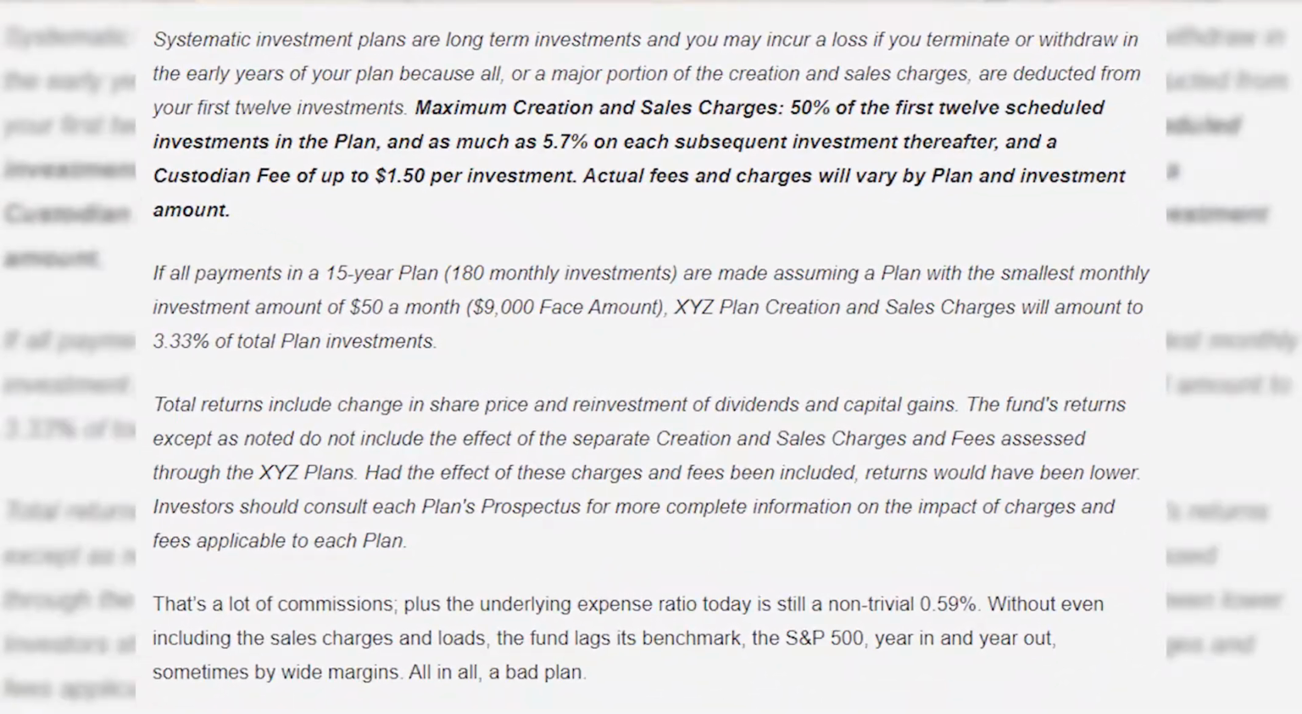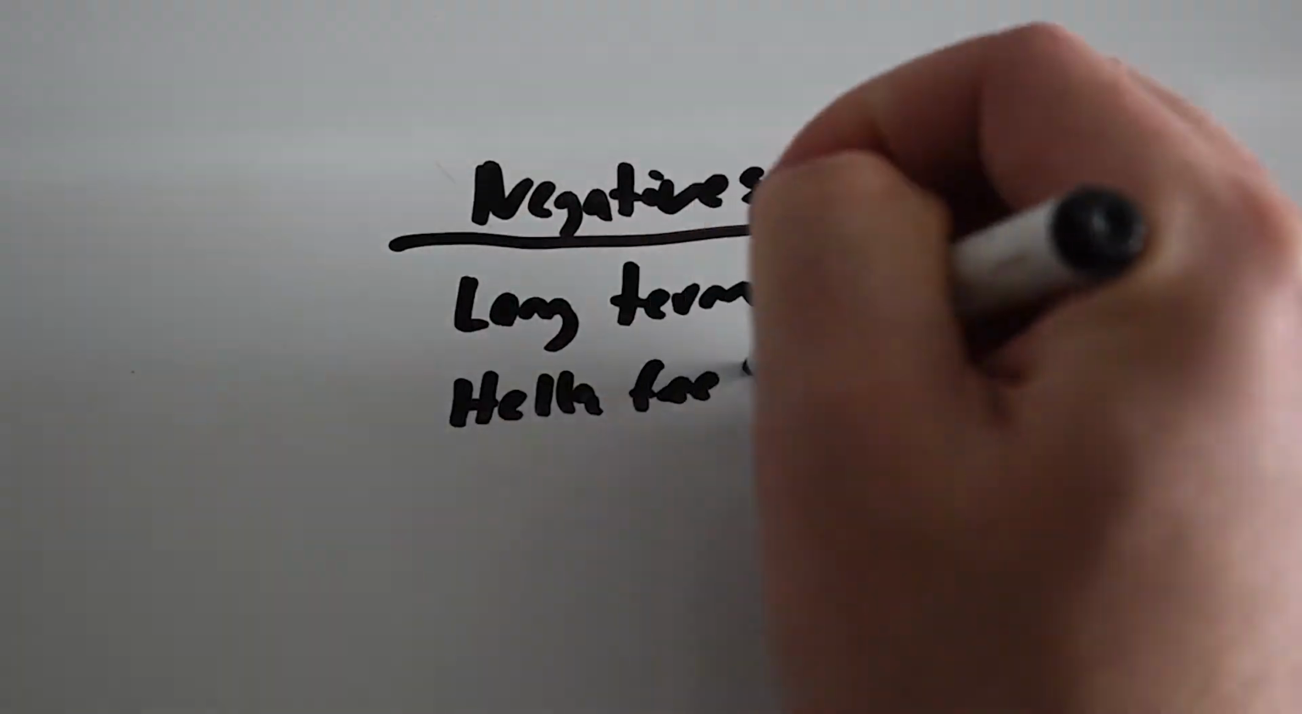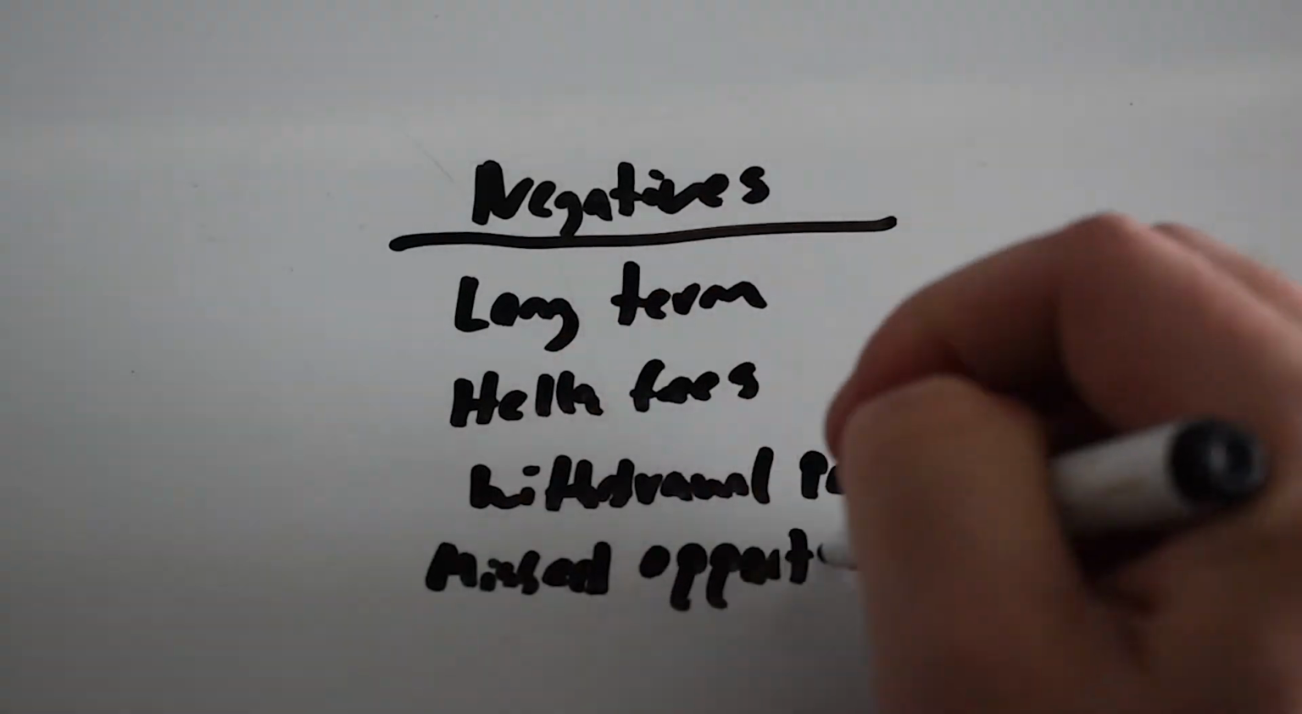Speaking of, missing just a single payment can also get your plan canceled. And for some systematic investment plans, you may have to pay fees to even just get started. This pretty much defeats the purpose of even using one. Now, this obviously sounds like there are a lot of negatives with SIPs. However, let's go back and look at some more of the positives.